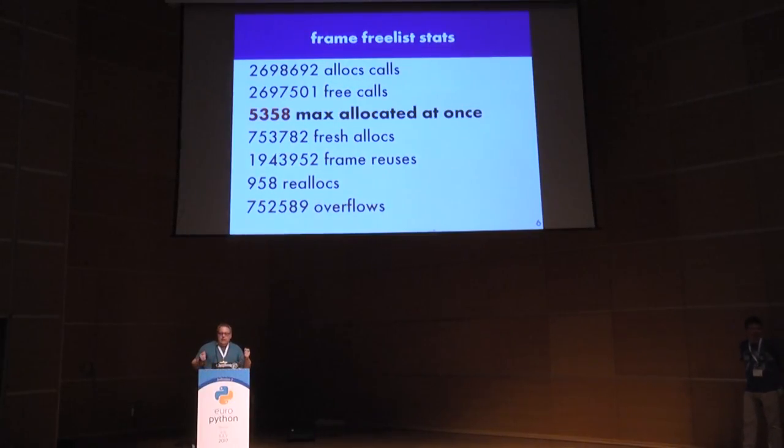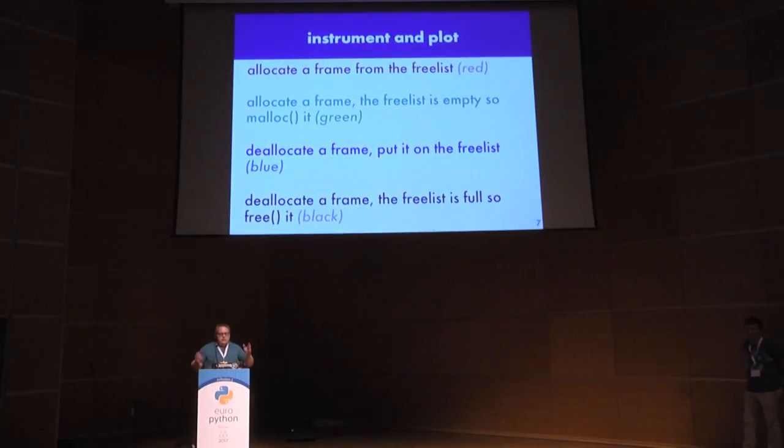So I added a bunch more logging inside of the Gilectomy, and I produced a graph. So this is what the graph looks like. All I did is print out bars. A red bar means we allocated a frame from the free list. That's the thing that's fast, and we'd like that. Green means we allocated a frame from malloc because the free list was empty. Blue means we deallocated a frame. The free list wasn't full yet, so we put it on the free list. And black means we deallocated a frame and the free list was full, and so we had to give it back to C. We had to free it normally.